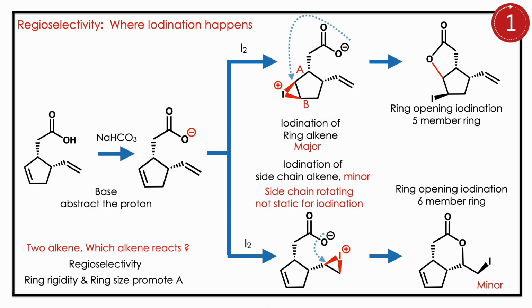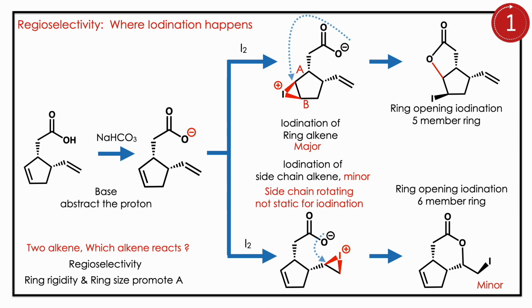Here, in the first step you are using the base. Base removes the proton, and you have the anion. The anion is the nucleophile, so it's ready for the attack. Then you are using iodine. Iodine can attack either the alkene on the ring or the one on the side chain. The side chain is very interesting because it always rotates freely, so iodination is not effective. Even though iodination happens, it is minor. The major will be the ring alkene substitution.